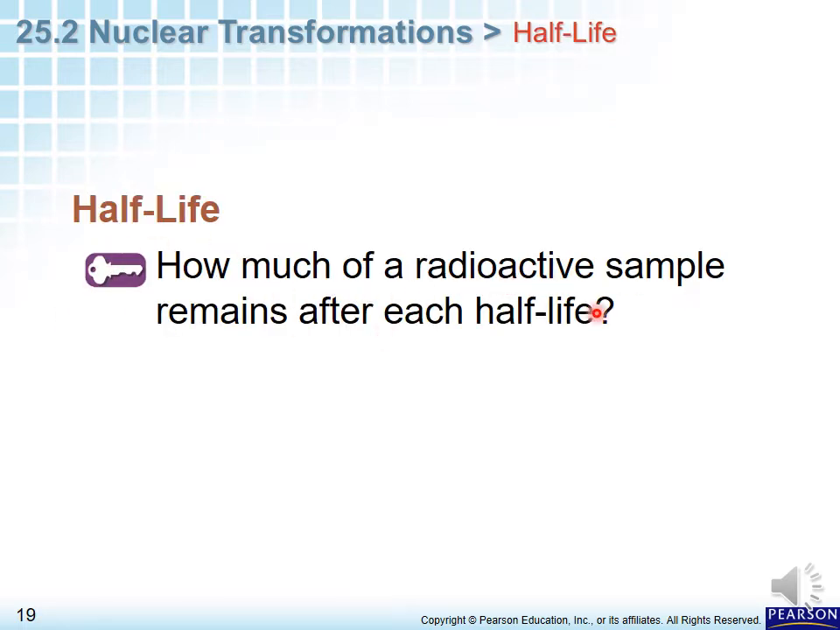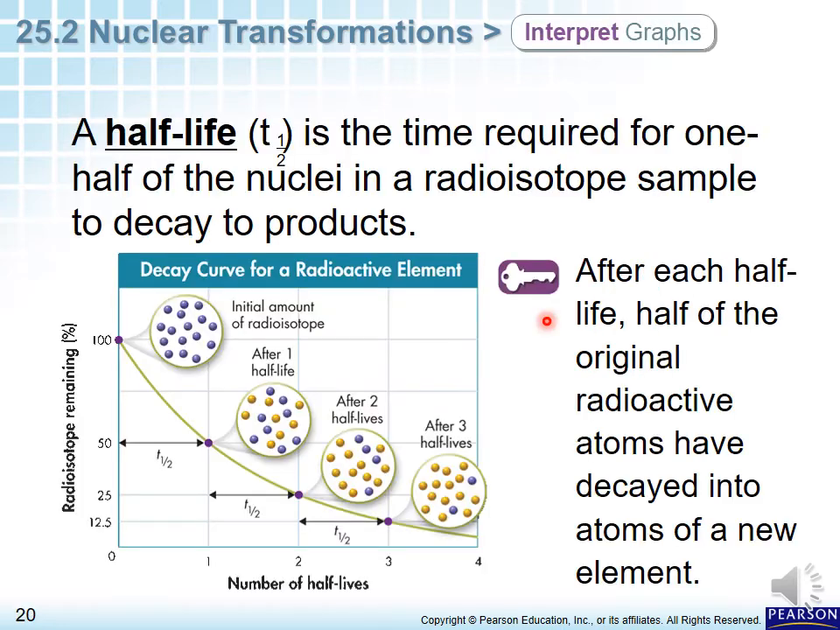What is half-life? How much of a radioactive sample remains after each half-life? Half-life is the time required for half of the nuclei in the radioisotope sample to decay to the product. Half, not the complete amount, okay? So after each half-life, half of the original radioactive atoms have decayed into atoms of a new element.